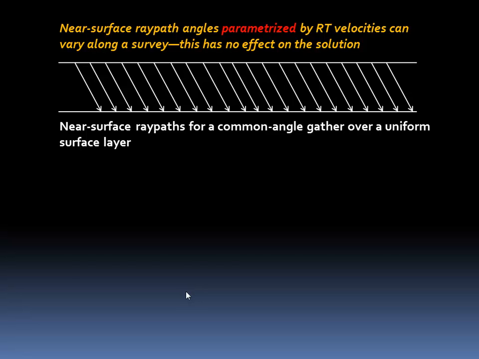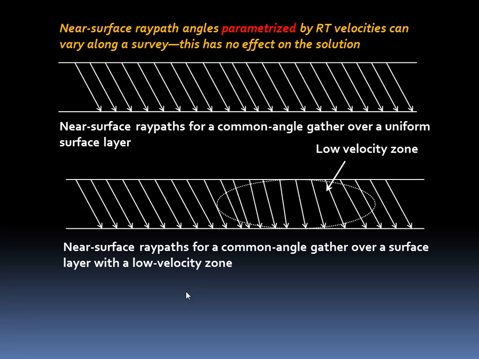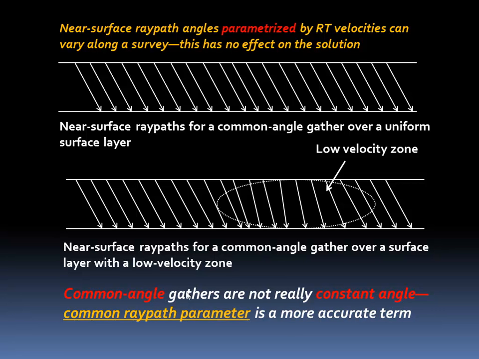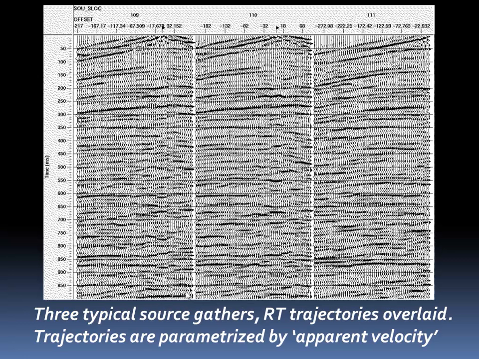But in fact, this is only true for a uniform surface layer. If you've got something like a low velocity zone, then those angles will vary as well. So really, a common angle gather is not a constant angle, but common raypath parameter would be a better way to talk about it. I find that a little clumsy to use, so I'm going to continue to refer to these as common angle gathers. Now let me show you how we generate these and what one looks like in the real world.